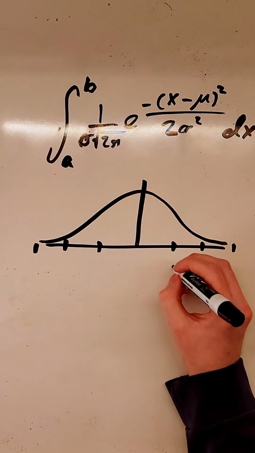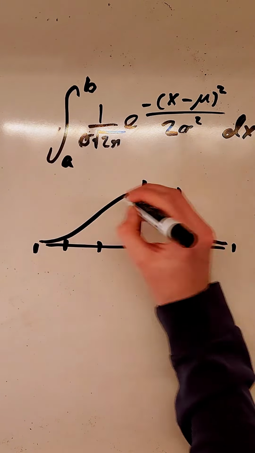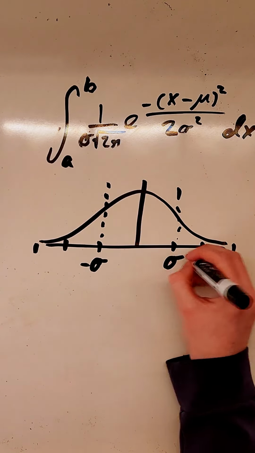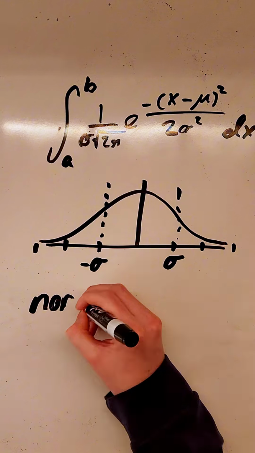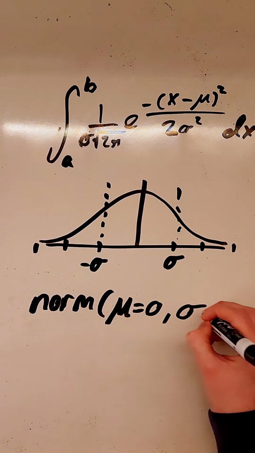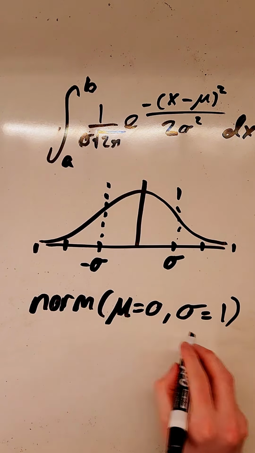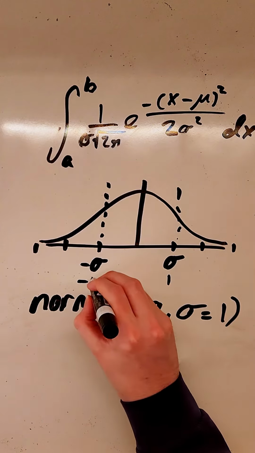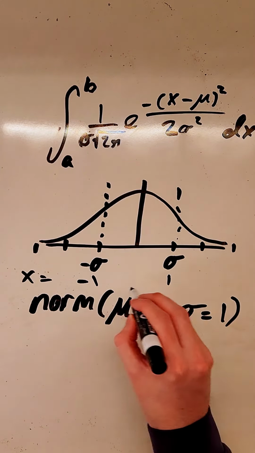So what I have done here, I have drawn out the plus and -1 standard deviations that we're going to use, and I'm going to establish that, yes, the mean is centered at 0, the standard deviation is 1. That's what makes this a standard normal distribution and not just a normal Gaussian. And we're going to set x equal to -1 and 1 for our bounds.